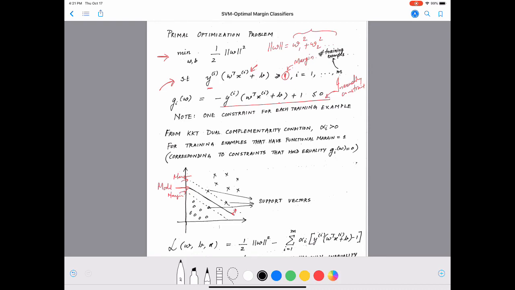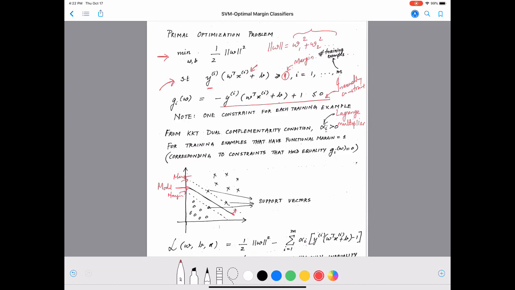And we know that from the KKT dual complementarity condition that alpha i, which is nothing but the Lagrange multipliers for the inequality conditions, right? So i is the training example. So there is one alpha i for each constraint. And note that here there are constraints for each training example. We want all the training examples to be outside the margin, either on the margin or away from the margin, right?